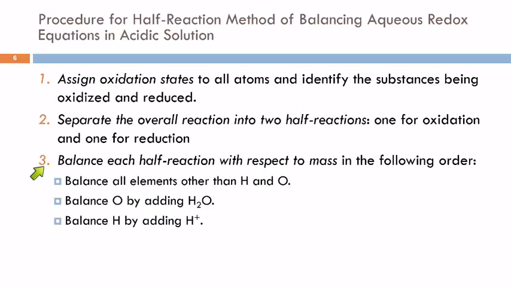First, according to mass, balance everything besides hydrogen and oxygen, then balance the oxygen, and you do that by adding water to whichever side you need. It seems like, oh, we're just throwing stuff into this reaction. But it's an aqueous reaction. There's lots of water molecules in there. It's okay to just put some of them into the equation. And then we balance the hydrogen by adding hydrogen ions. This is acidic solution. There's going to be hydrogen ions around.